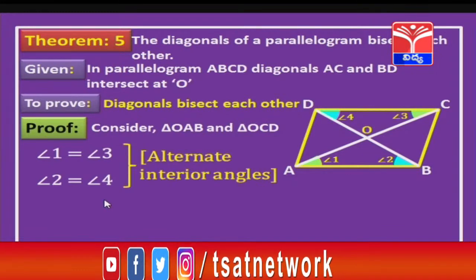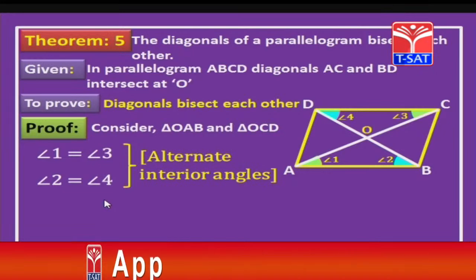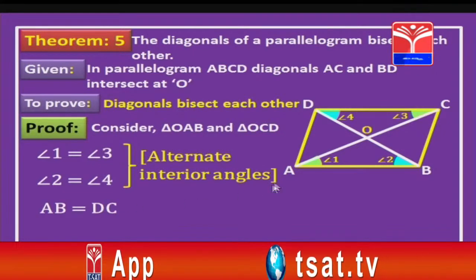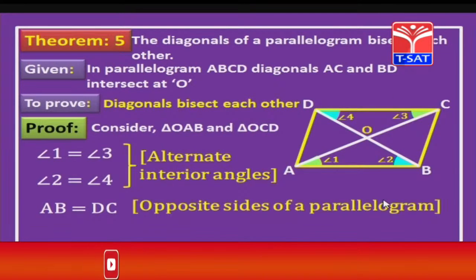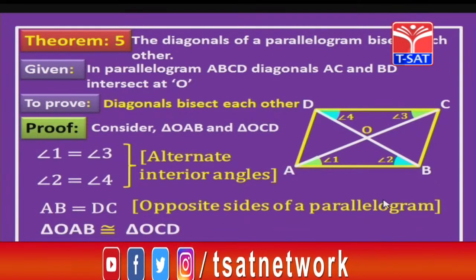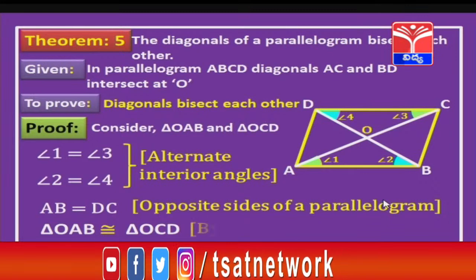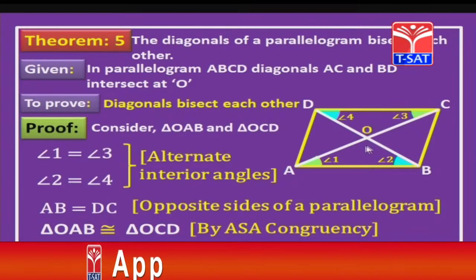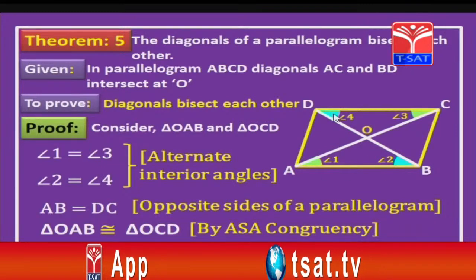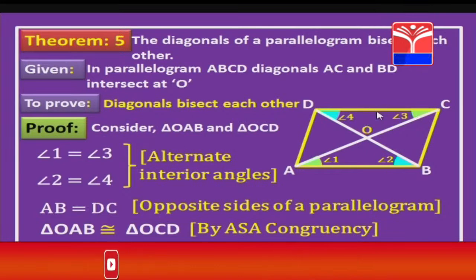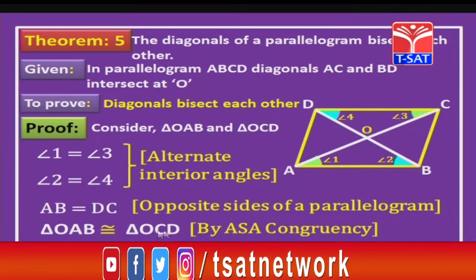Yes, because they are alternate interior angles. Not only that, AB is equal to DC. Why are AB and DC equal? Because they are both opposite sides of a parallelogram. Now, I can write that the triangles OAB and OCD are congruent. Why? If you notice, two angles and the included side of this triangle are equal to two angles and the included side of another triangle. So, by ASA congruency criterion, I can write these two triangles are congruent.